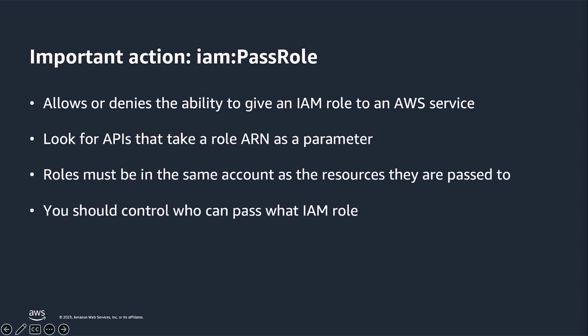Now, one important action I want to highlight is IAM pass role. This action allows or denies the ability to give an IAM role to an IAM service or an AWS service. The AWS service is then able to use that IAM role on your behalf. APIs that require IAM pass role usually take a role ARN as a parameter. If you're not familiar, an ARN is a unique identifier for an AWS resource. Now, the roles that you're passing must be in the same account as the resources they are passed to, and you really need to take extra care to control who can pass what role to an AWS service.